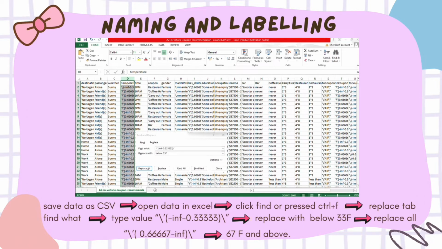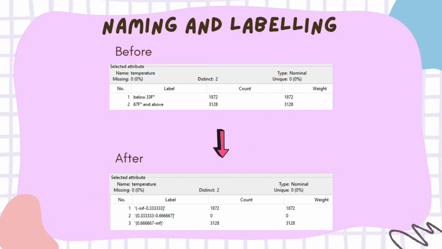On the Replace tab, click Find What and type the value -INF 0.33. Replace this value with below 33 Fahrenheit. Then click Replace All. Repeat the same step for 0.667 INF to 67 Fahrenheit and above. This is the result after we label the data for the attribute temperature.